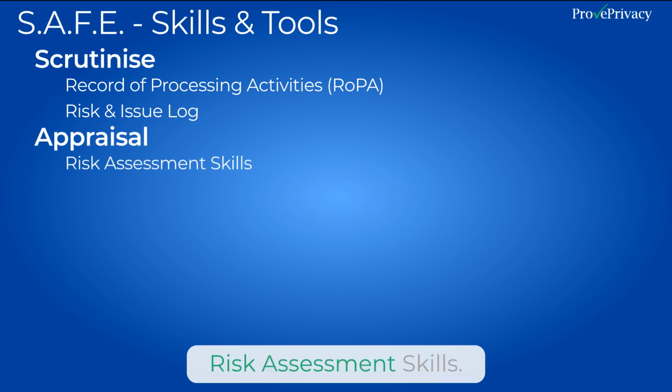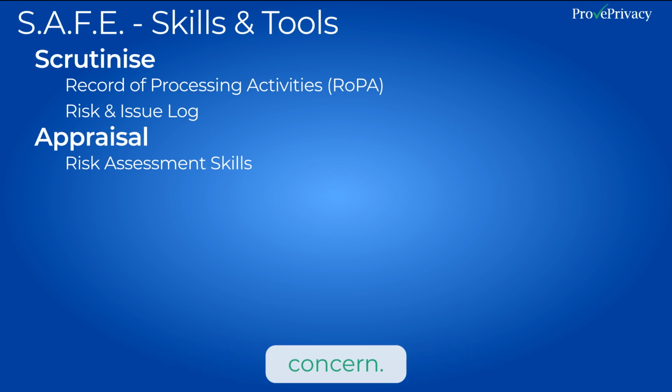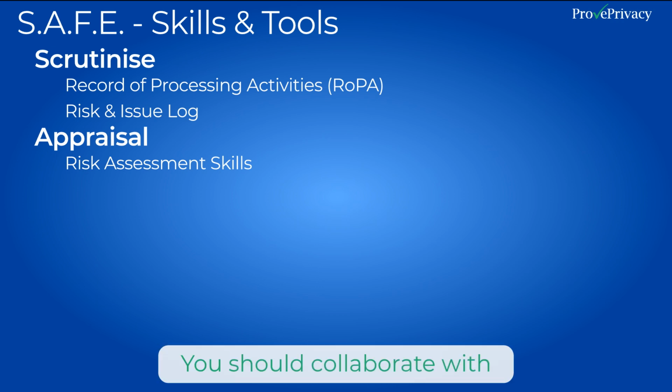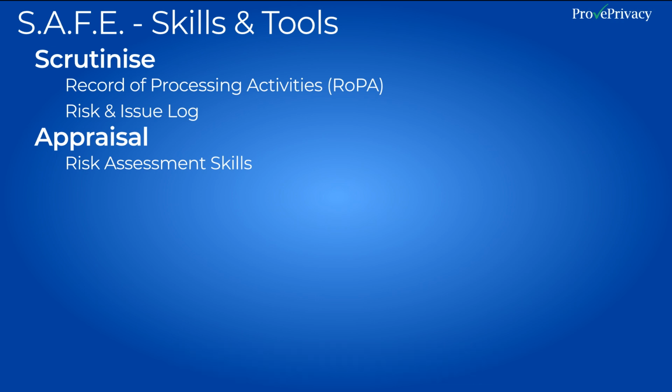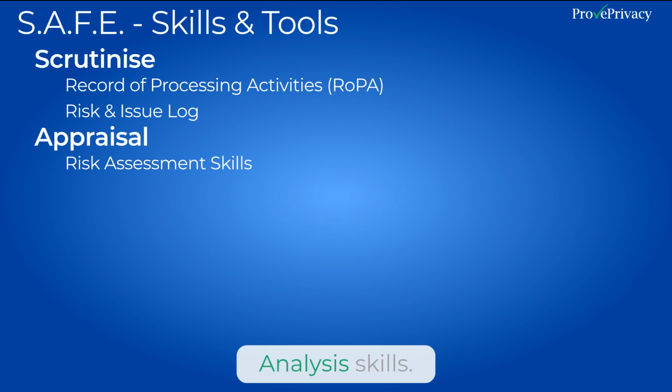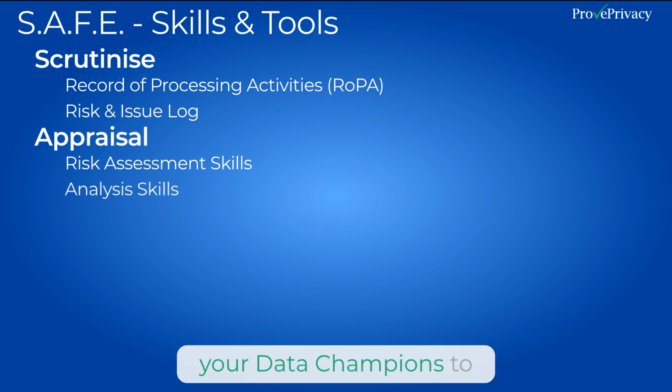Risk assessment skills. You will need to develop your risk assessment skills to help you once you have detailed the concern. You should collaborate with the data owners to fully understand both the probability and impact of any potential harm to the data subject. Analysis skills. You will need to work with your data champions to determine any impacts on business process and any steps which might need to be taken to resolve the concern.